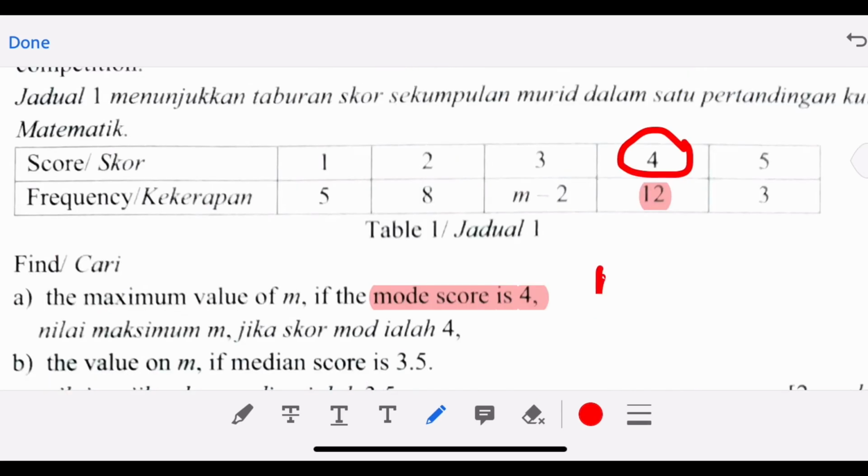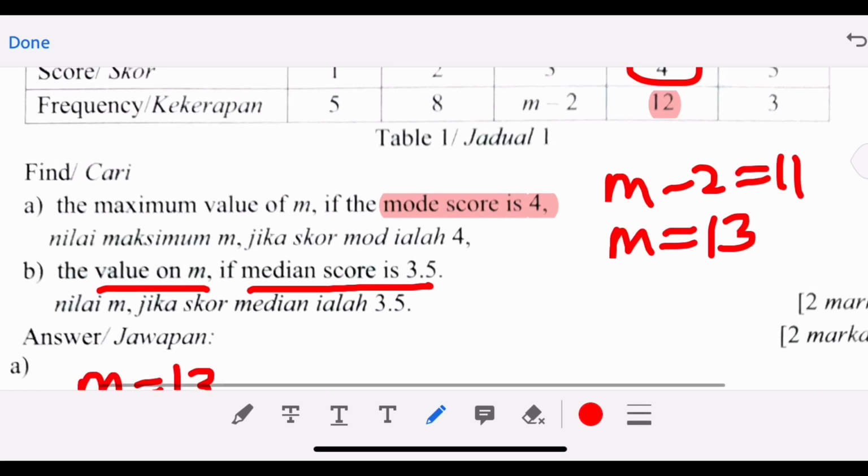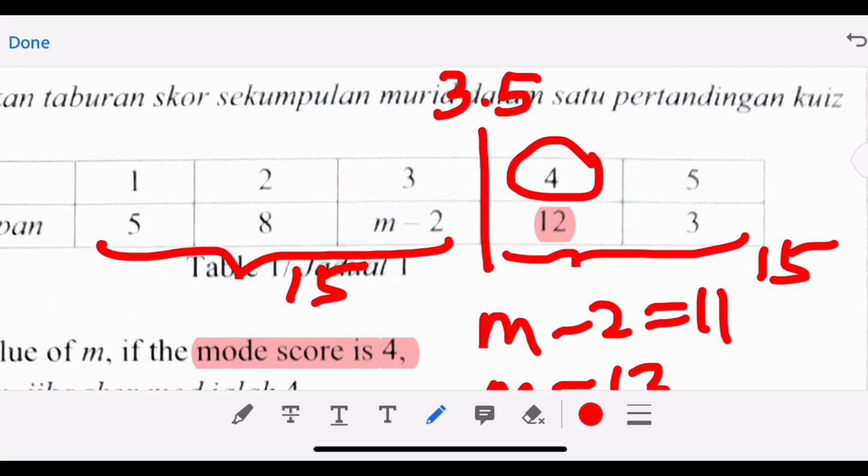This question is about the score and the frequency, for the marks. Find the maximum value of M if the mode score is 4. If the mode score is 4, that means the highest frequency should be the mode. You can see that the 12 is the highest frequency, so the mode is 4. So for the maximum value of M, the frequency M minus 2 cannot be more than 12. It should be less than 12, and the maximum is 11.